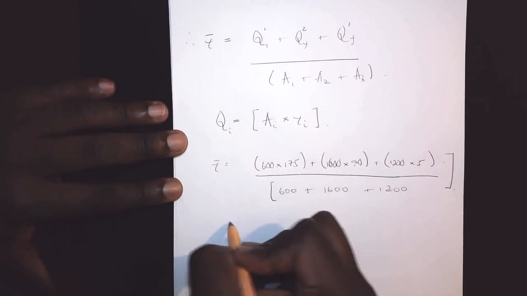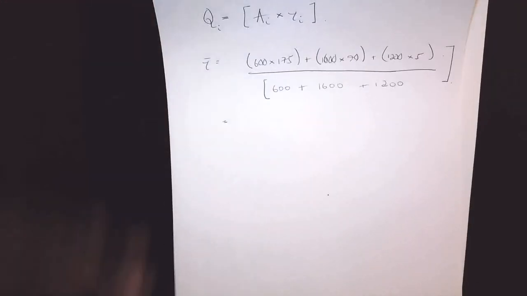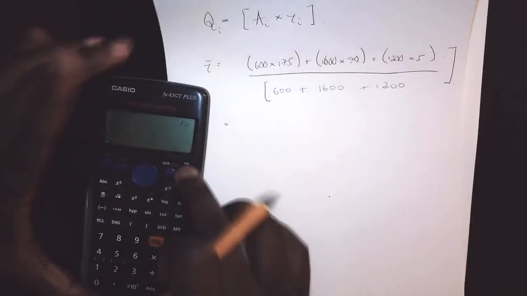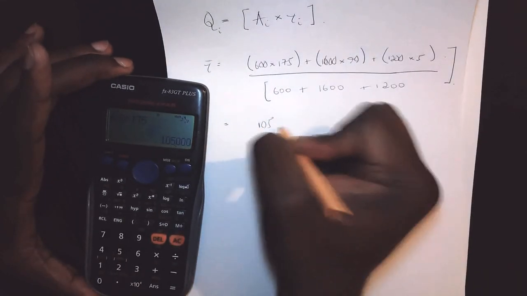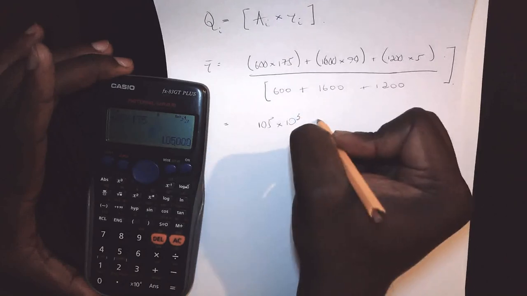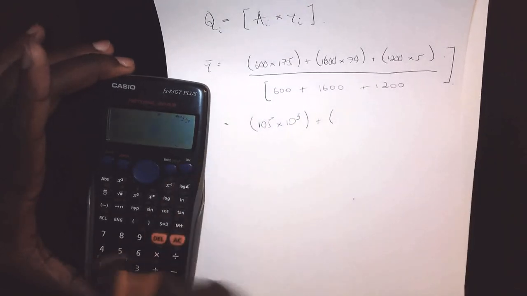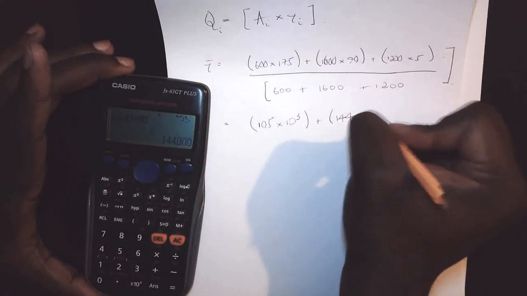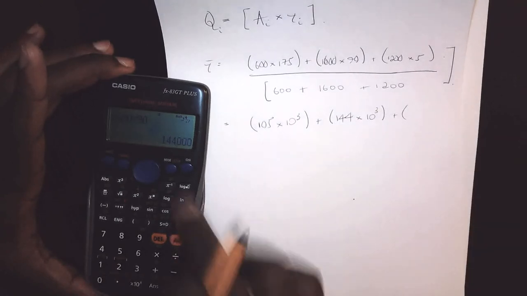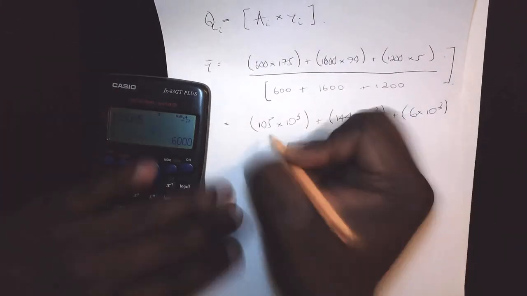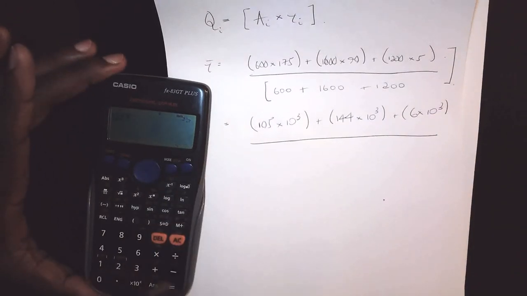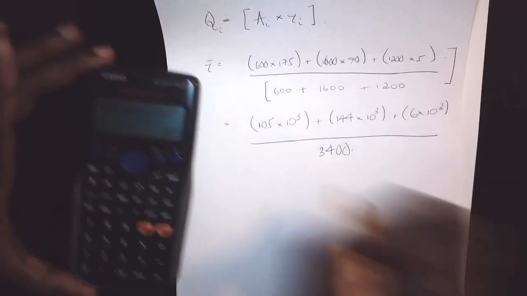Our units are in millimeters. So let's bring our trusted calculator to do the computation. 600 times 175 gives 105,000, plus 1600 times 90, that gives 144,000, plus 1200 times 5 is 6,000. All divided by the total area, 600 plus 1600 plus 1200, that's equal to 3400.